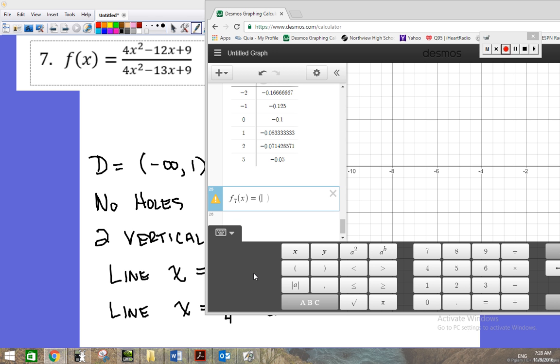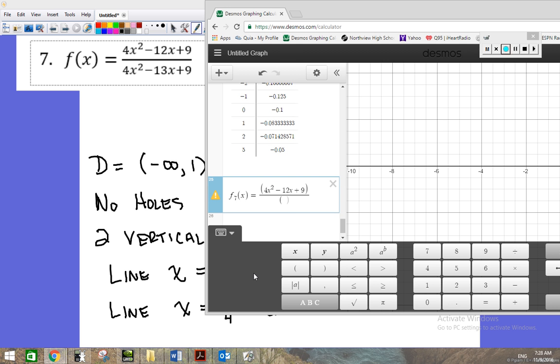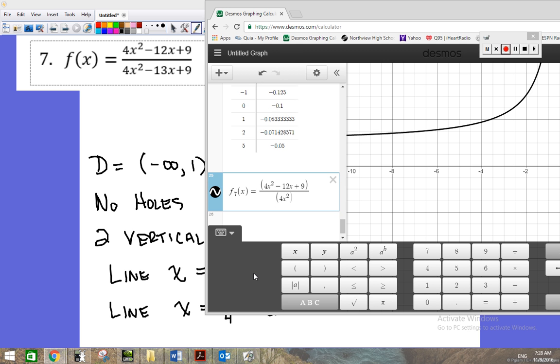Alright, so let's put parentheses around this numerator to make sure that it divides all the terms, not just the last term, by my denominator. I've got 4x squared minus 13x plus 9. Now remember, terms don't cancel. You have to resist the temptation. This 4x squared and this 9, they do not cancel. Those are terms. Only common factors cancel.